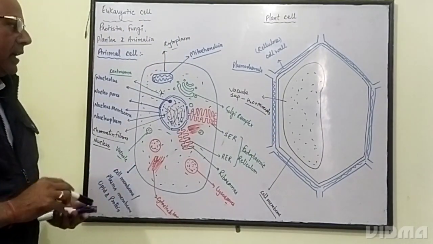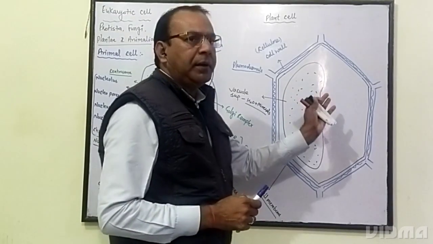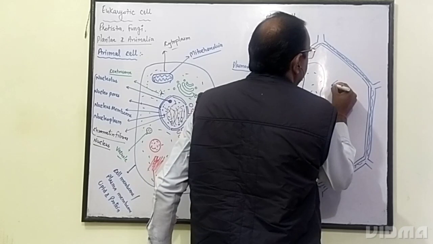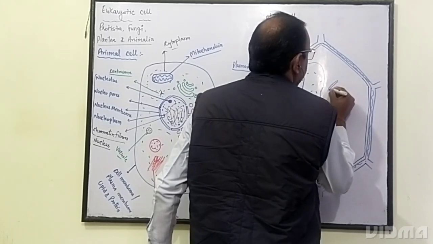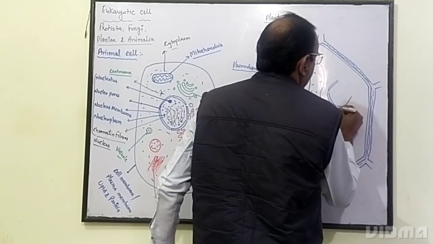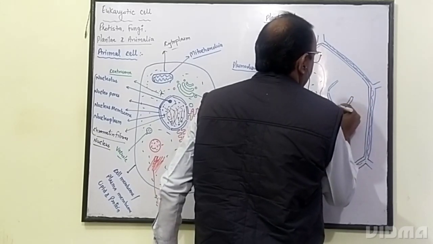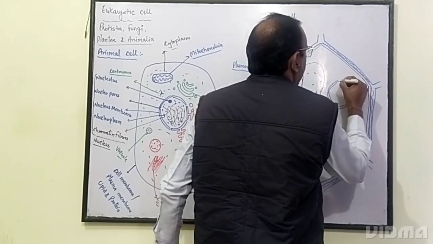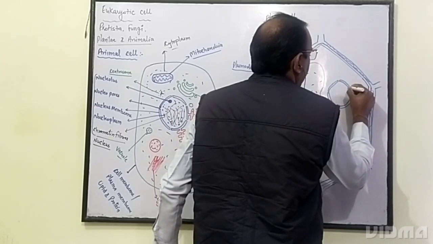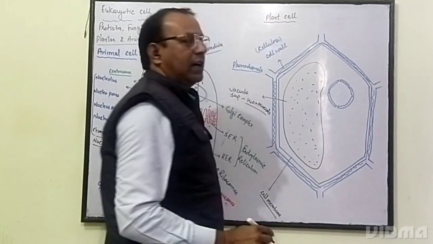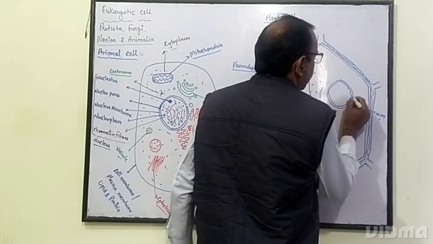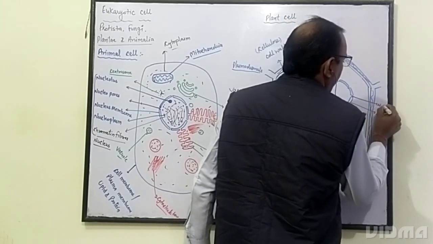The nucleus is present in a plant cell a little bit towards the periphery, and just the same, the nuclear membrane is covered with two layers. This is the bilayered membrane of the nucleus. This is called the nuclear membrane, and these pores are called nuclear pores.